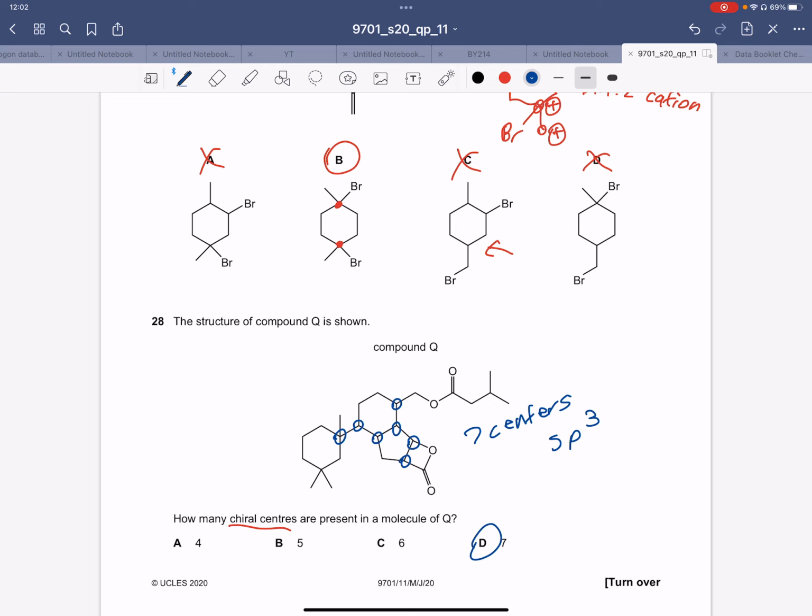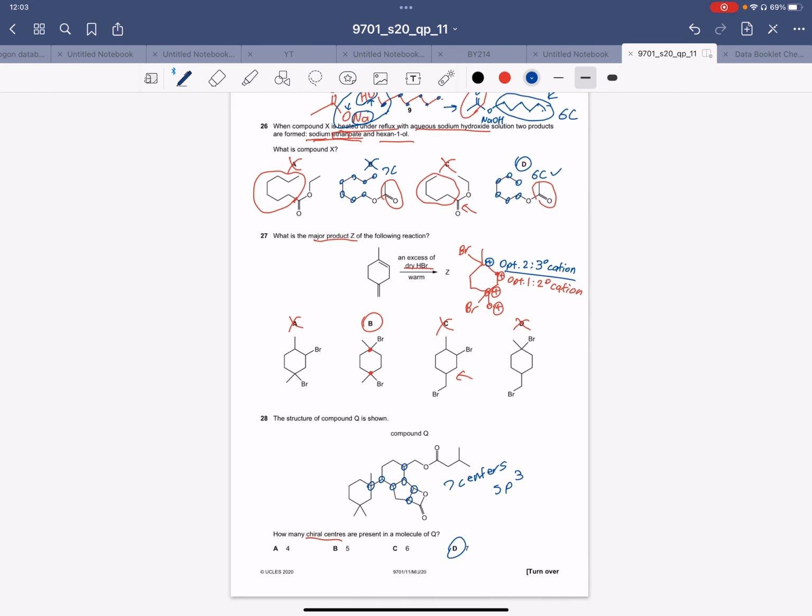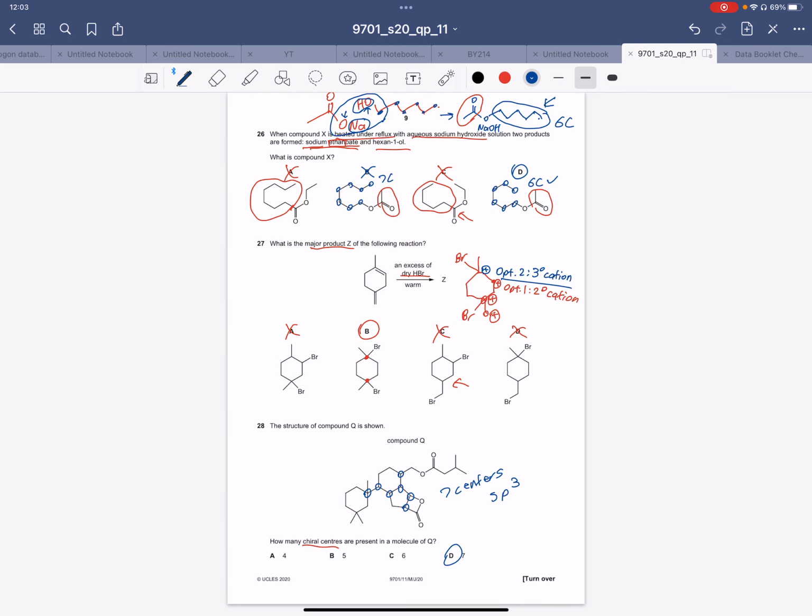So the answer choice right there is answer choice D. And I believe that is correct. All right. So hopefully that helps if you didn't know how to count chiral centers properly. Just essentially just look at it and take different paths. If you get a different path, if you follow it, then it's a chiral center.